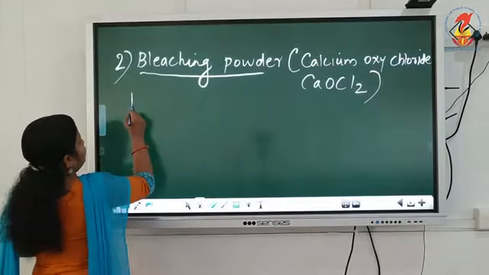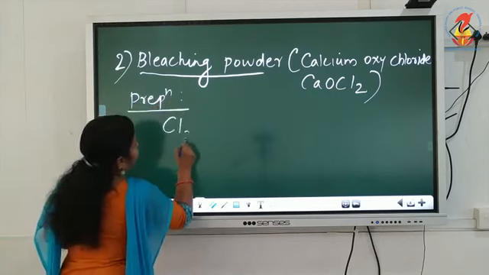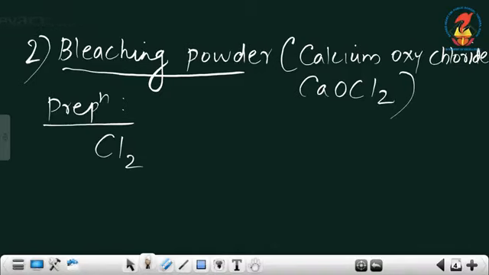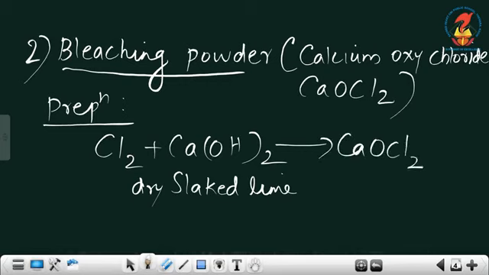Now, let us see how it is prepared. The chlorine gas which is produced in the chlor-alkali process, which we got as one of the byproducts in the previous process, is treated with calcium hydroxide, commonly known as slaked lime. We have learned it in the first chapter. So, chlorine gas is passed over dry slaked lime, calcium hydroxide, where you get CaOCl2 plus H2O. This is how bleaching powder is prepared.